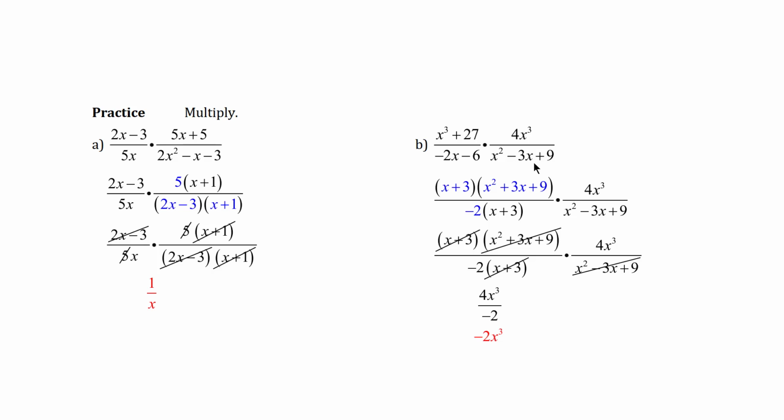The result after factoring and bringing down all the terms is (x + 3)(x² + 3x + 9) divided by -2(x + 3) times 4x³ divided by (x² + 3x + 9). From here we could cancel out all our common factors, which is the x + 3 and the x² + 3x + 9. The result is 4x³ divided by -2. We could simplify this further. 4 divided by -2 is -2, so our final result is -2x³.